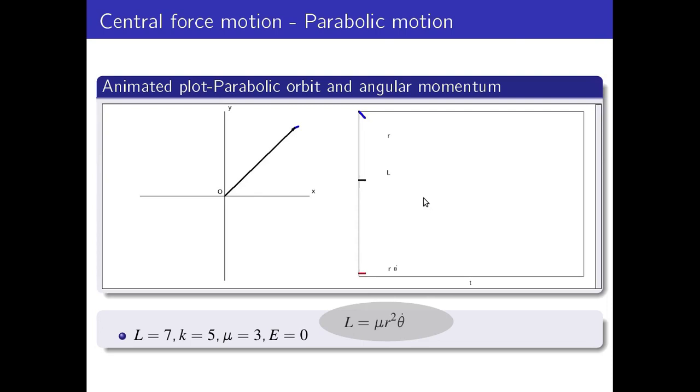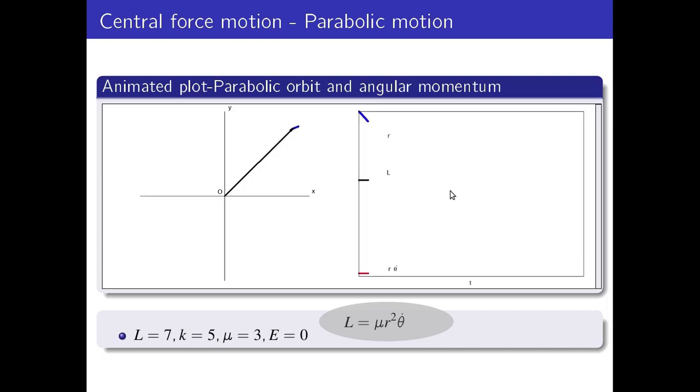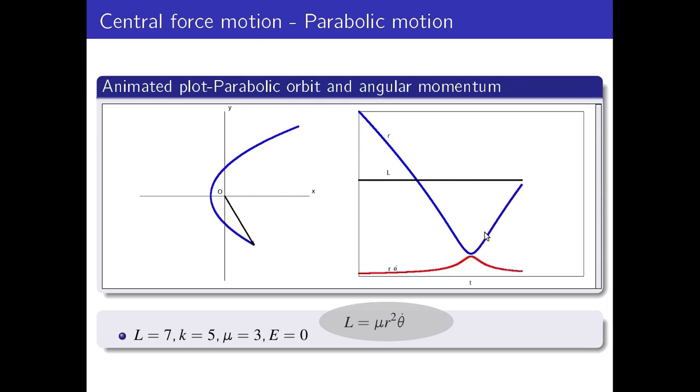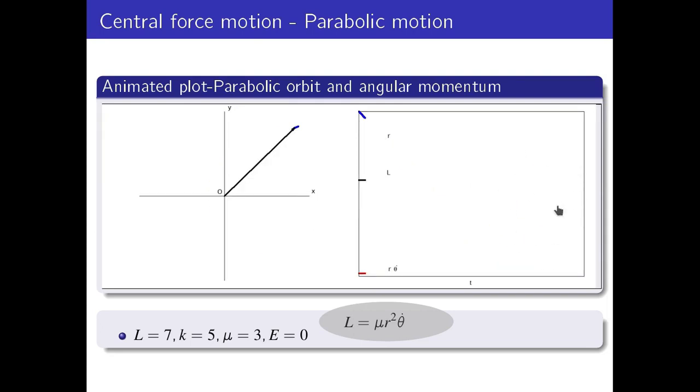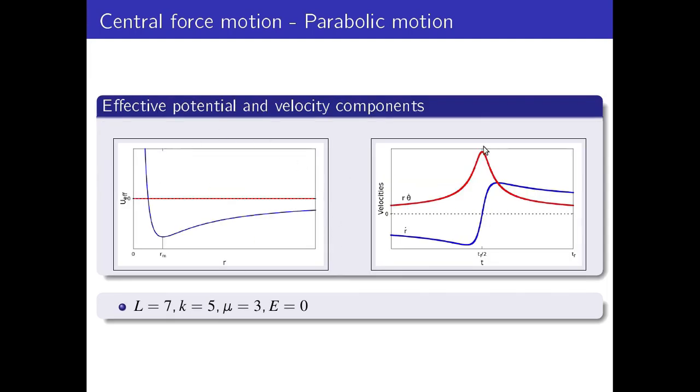Now we will consider L, r, and r theta dot. As can be seen, L does not change throughout the motion. In the first half of the motion r decreases and r theta dot increases, and in the second half the changes occur in the reverse order, and the changes in r theta dot obey the conservation of angular momentum. Here we see the effective potential and the components of the velocity in polar coordinates, and the form of r dot again can be inferred from the effective potential graph.